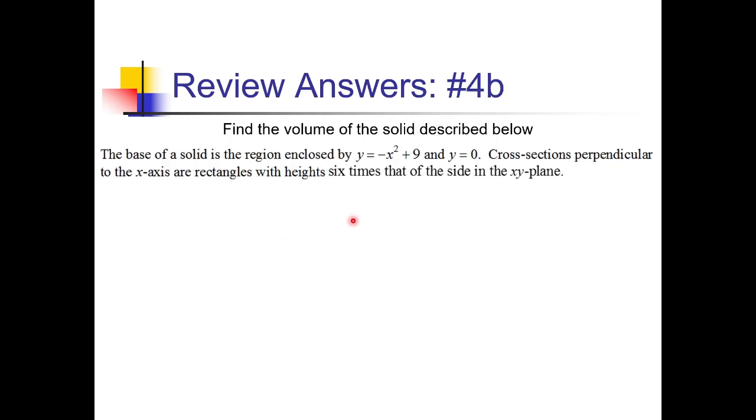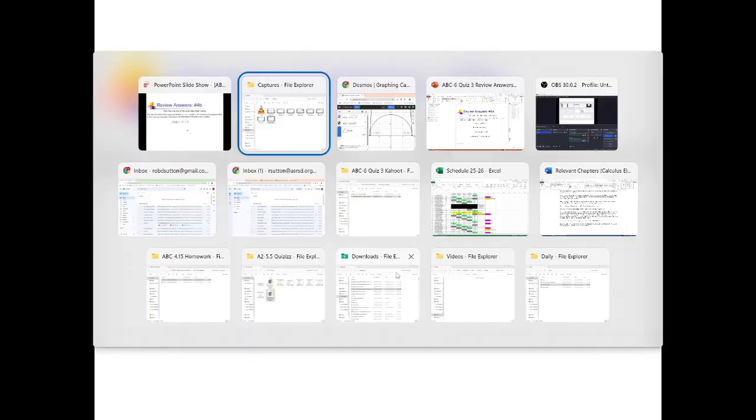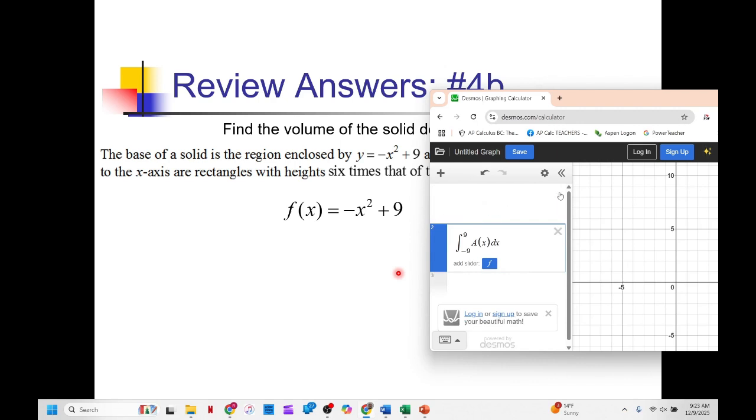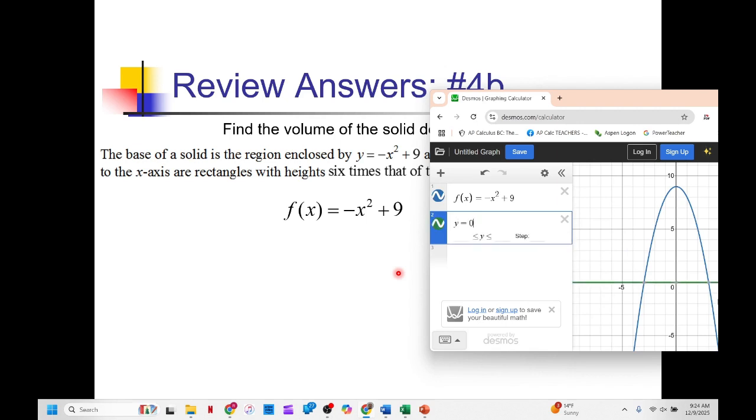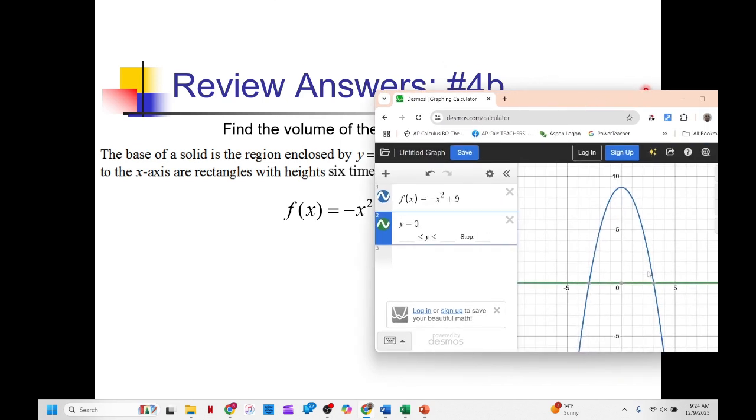For part B, we have a solid enclosed by y equals -x squared plus 9 and y equals 0. Cross sections perpendicular to the x-axis are rectangles whose height is 6 times the side in the xy plane. Let me define f of x as -x squared plus 9, and graph that on Desmos to see what we're dealing with. I'm also going to need f of x defined anyway. This is just an upside down parabola, and y equals 0 is just the x-axis. So we have these rectangles growing out of this thing going from left to right.